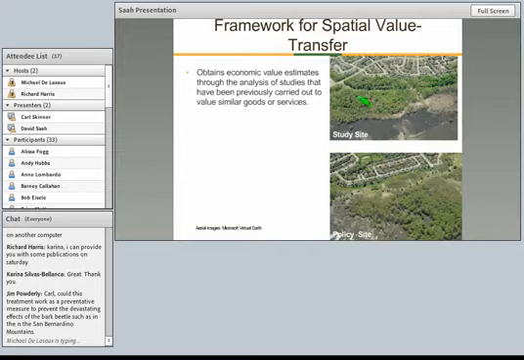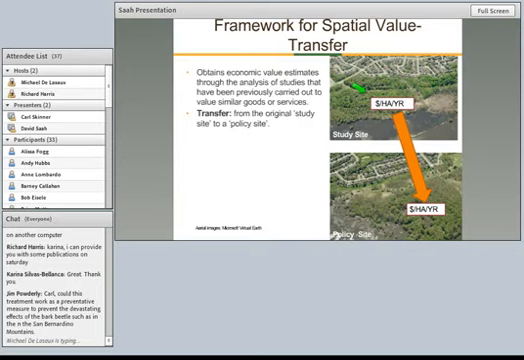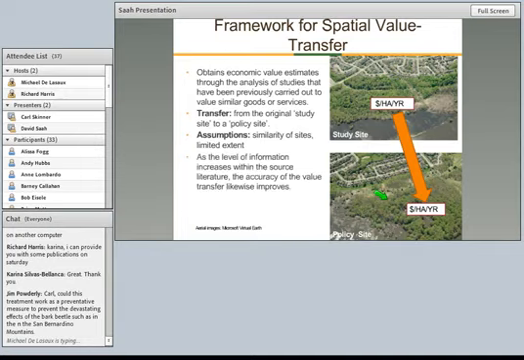And basically the way it works is that it's built around this whole concept of spatial value transfer. So if you have a study site, and that study site over here has certain ecological values associated with it, you want to be able to take that study and transfer it from the original study site to a policy site, where when you look at it, it has the same sort of ecological values. And there's a variety of different tests and standards to make sure that the transfer is appropriate.